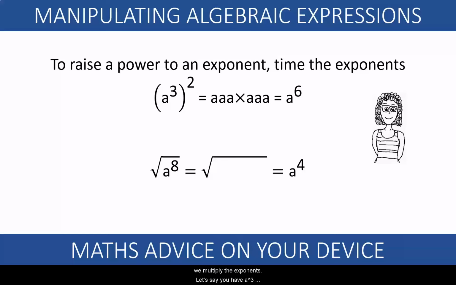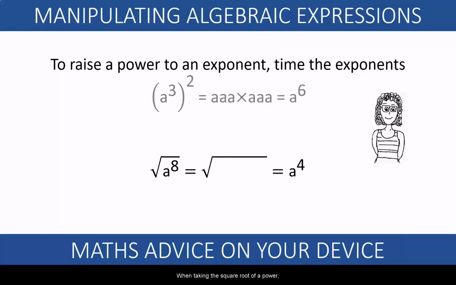Raising a power to an exponent, we multiply the exponents. Let's say that you have a cubed, squared. That means multiply a cubed by itself, a cubed times a cubed. That gives you 2 lots of 3 a's, doesn't it? That is 6 a's multiplied together, or a to the 6.